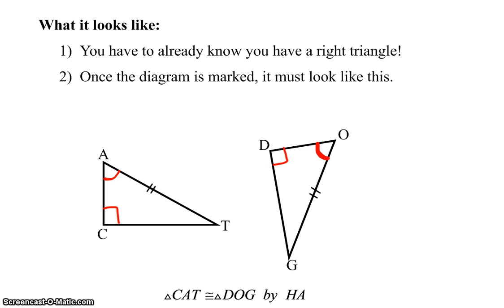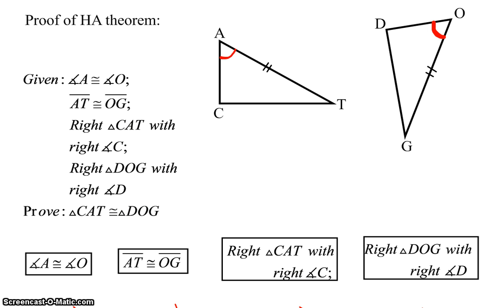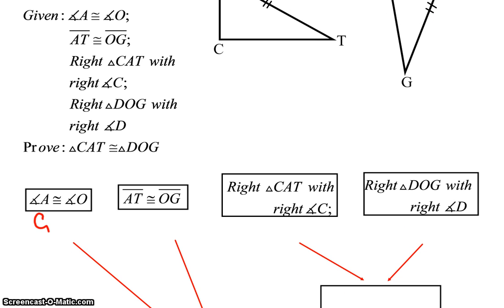I chose the flow proof format because I like the way you can see where everything comes from. I started with my given information. I knew that angle A was congruent to angle O, and that was given. I knew that segment AT was congruent to segment OG, and that was given. That was my angle and my hypotenuse. And now I'm trying to prove that the 2 triangles are congruent. I do know they're right triangles. I know the right angle is at C, and I know the right angle is at D. So both of these 2 pieces are given.